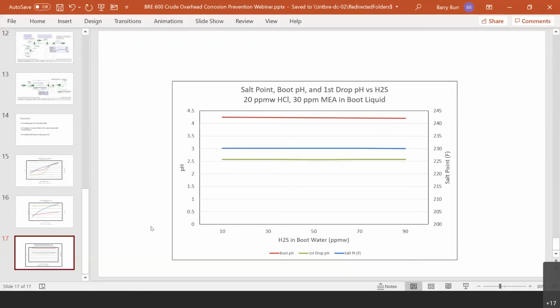And our model is saying that it really doesn't have any effect. Of course, it would not have an effect on the salt formation temperature for the HCl and MEA salt, because that calculation only cares about the concentrations of HCl and MEA in the overhead vapor. It doesn't care about the H2S concentration. So it's an approximation of what happens in reality. But I don't think a salt of anything that involves H2S is going to form at these H2S concentrations.